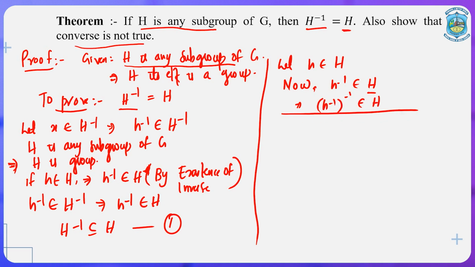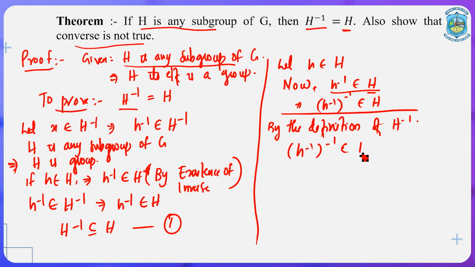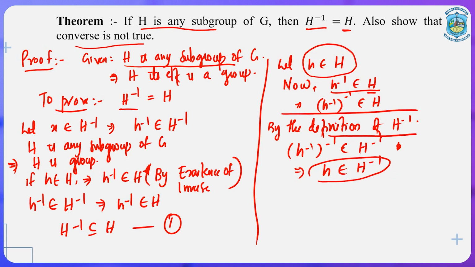Other than this, now see that by the definition of H⁻¹, if h⁻¹ belongs to H, then (h⁻¹)⁻¹ should belong to what? H⁻¹, by the definition of H⁻¹. So, what can be concluded from here? It means that (h⁻¹)⁻¹ will be equal to h, which is belonging to H⁻¹. So, the element which we have taken from capital H is now belonging to H⁻¹. It implies that H is a subset of H⁻¹. Mark it as equation number 2.